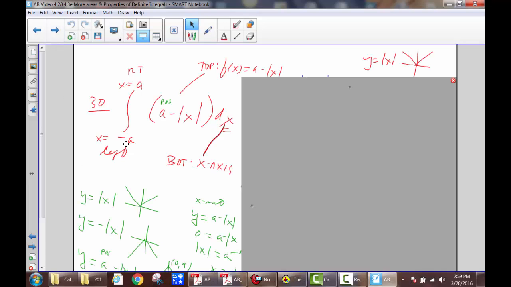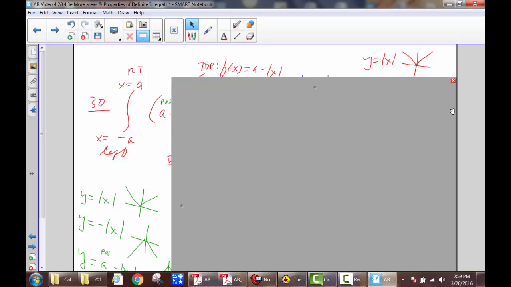So here's number 30, same idea. They want you to use a geometric formula to find the answer. So again, you can tell it's x-axis. So bottom is x-axis, top is y equals a, unknown a, minus the absolute value of x. Left border x equals negative a. Right border x equals a. Okay, so we're going to have to draw this function f of x equals a minus the absolute value of x.